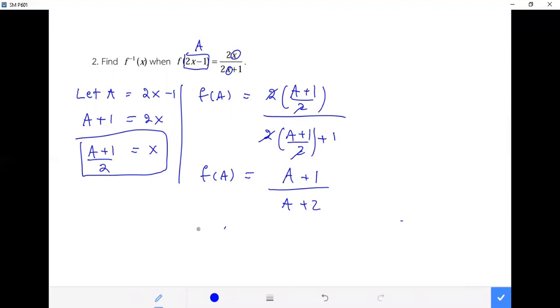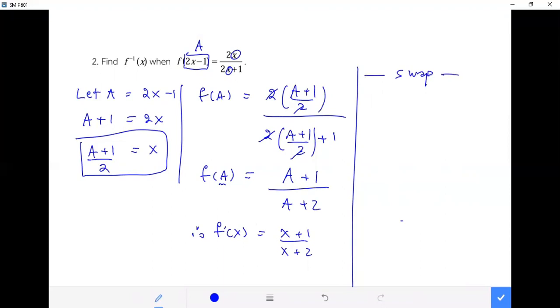But now you want to get f(x), so just replace your a back to x. f(x) is x plus 1 over x plus 2. Next step, find f inverse. To find f inverse, you have to swap it. This is like y equal to something like that. You swap it to x is equal to y plus 1 over y plus 2.